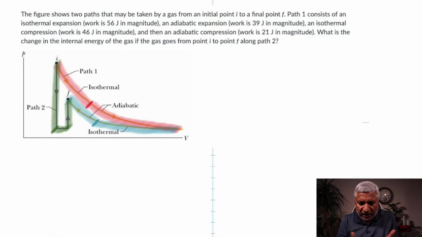Okay. If you know that, you should be able to answer this question. You need not worry about the isothermal. Forget about the isothermal. There is an adiabatic expansion. The internal energy decreases. Adiabatic compression, the internal energy increases. Take those two, get the difference, you have the answer.